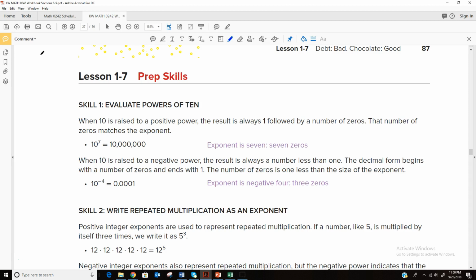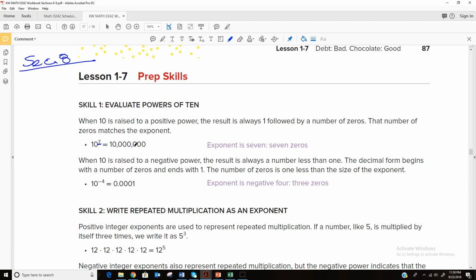Starting with what in our book is called Section 8, the first prep skill is evaluating powers of 10. When they talk about a power of 10, they're talking about 10 for a base and an integer for a power. So, for instance, in this case, 10 to the 7th. What does that mean? Well, 10 to the 7th gets us 10 million.